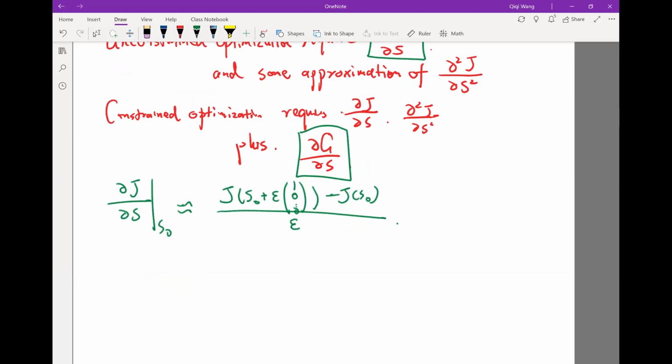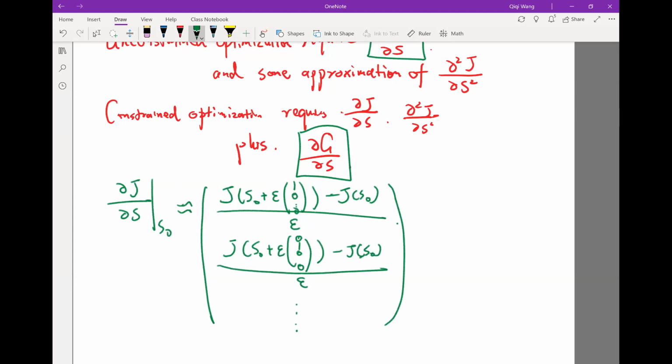And the second component of the derivative is going to be J of S0 plus the same epsilon but perturbing the second dimension, minus J of S0, divided by epsilon, etc. Essentially, if J involves performing a simulation, this finite difference approximation perturbs one of these design parameters at a time, performs another simulation with the perturbed parameter, and compares the output of the perturbed simulation with the output of the unperturbed simulation to figure out what the gradient in a particular direction is.